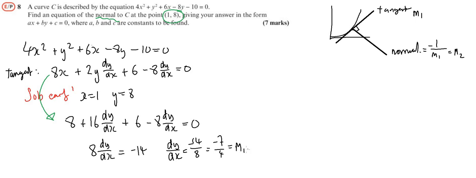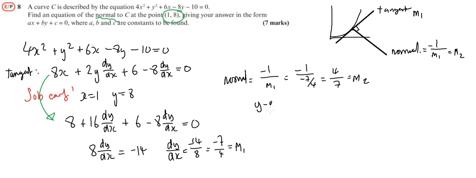So that is the gradient of the tangent. Now, the normal gradient is minus 1 over m1. So that's minus 1 over minus 7 over 4. Negative divided by negative is positive. So my gradient is 4 over 7. That's my normal gradient.